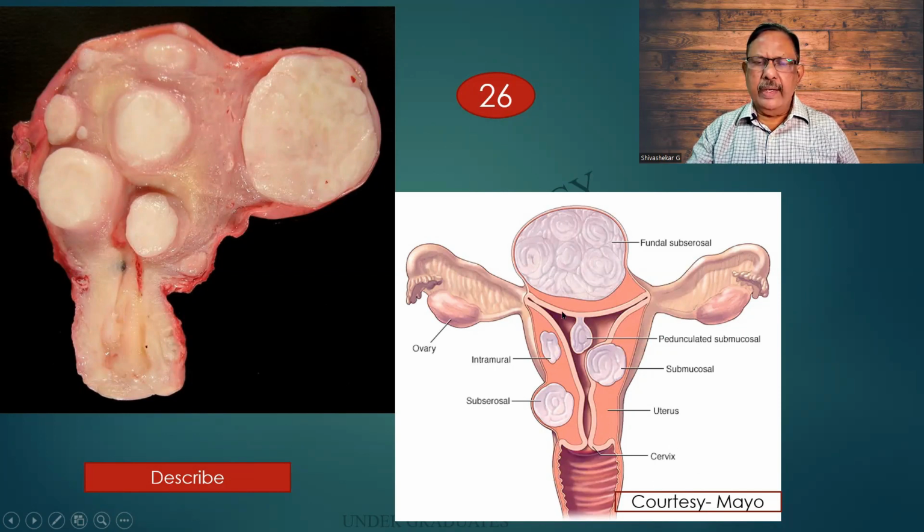Courtesy Mayo for this diagram, I find that the tumor has got a whorled appearance. It can be present in the region of the fundus. This is the fundus. And it is just below the serosa, subserosal. Or it can be pedunculated. It can be beneath the mucosa called a submucosa, or right in the middle of the myometrium called as intramural. Sometimes it will be wandering onto the broad ligament. And why do you say it is uterus? I may be able to see the fallopian tube and the ovary.